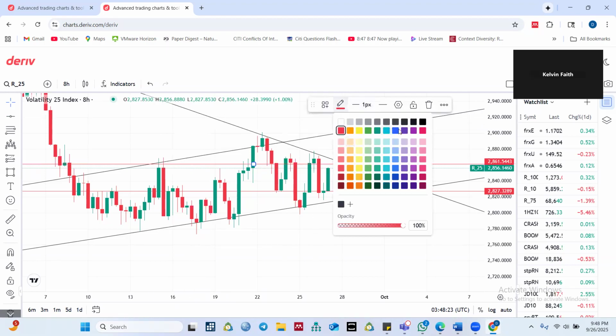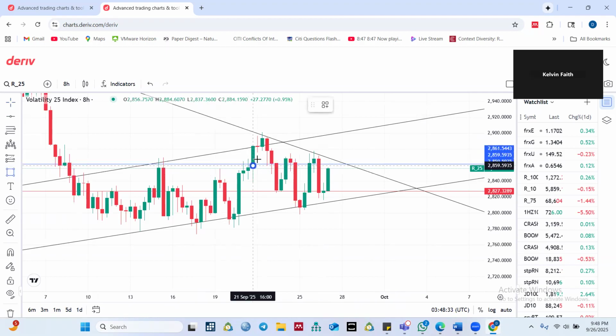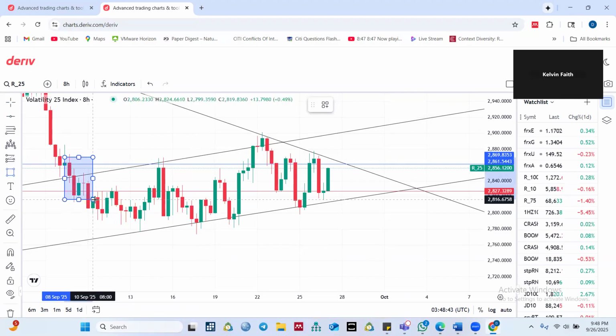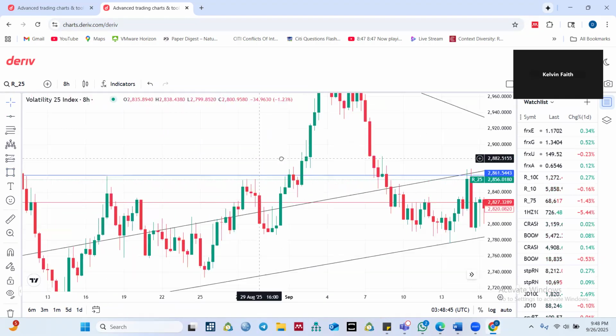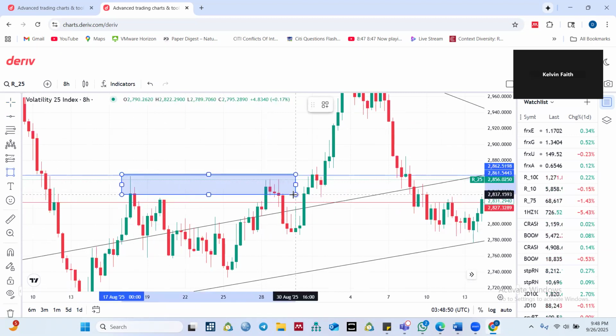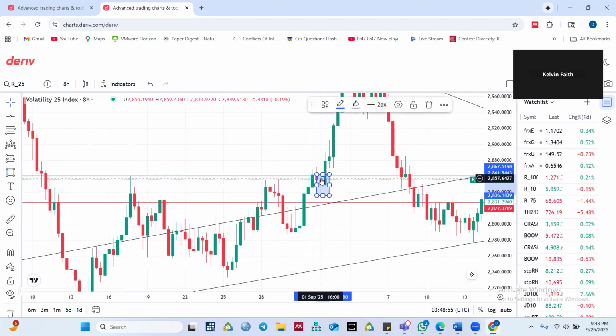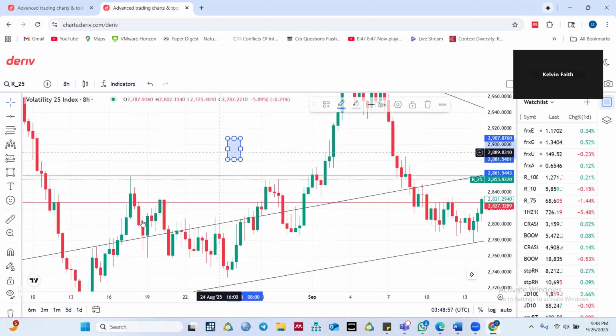on the 8 hour. Let me make this one blue. Okay, so price sells here, sells here, sells here, but above it here it buys to the top. Then here too we can see price sells, and from here too we can see price sells. We can see price hit it and sell, hit it and sell, hit it and sell, and above this blue line price buys.